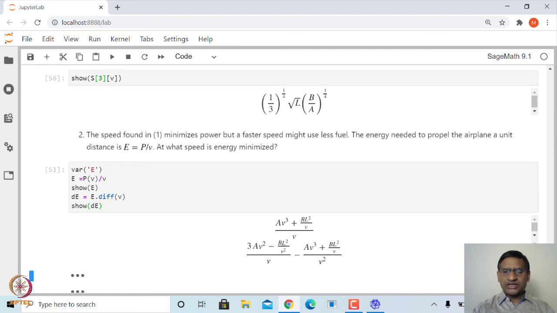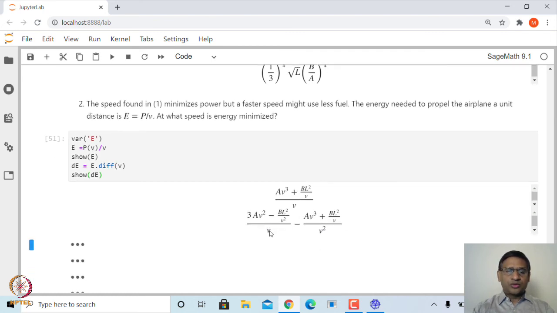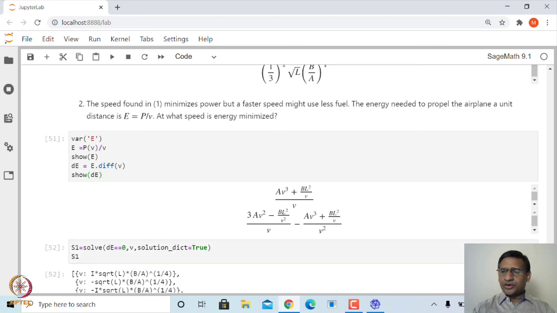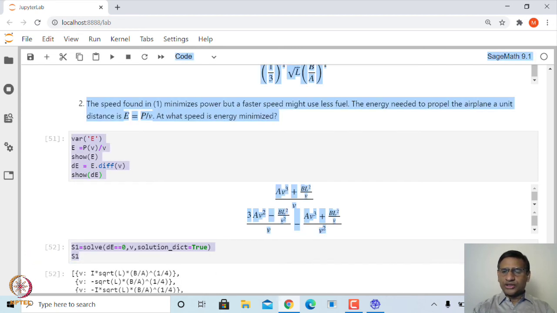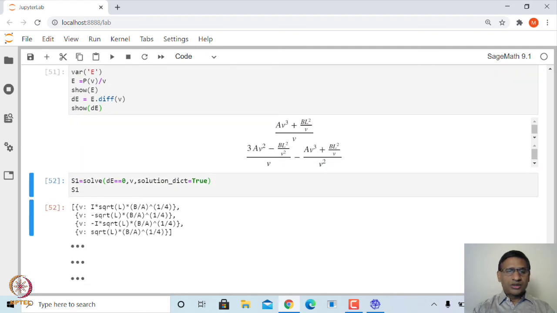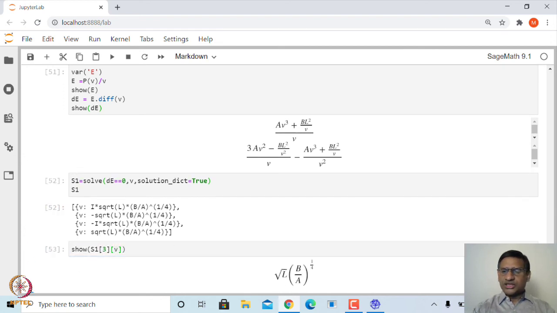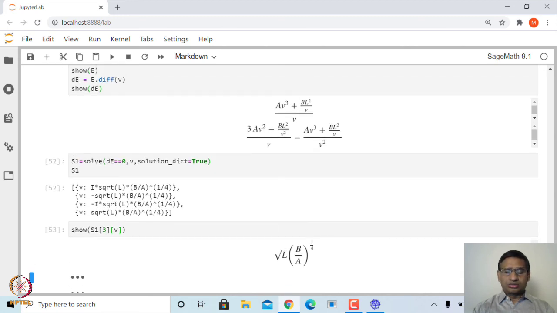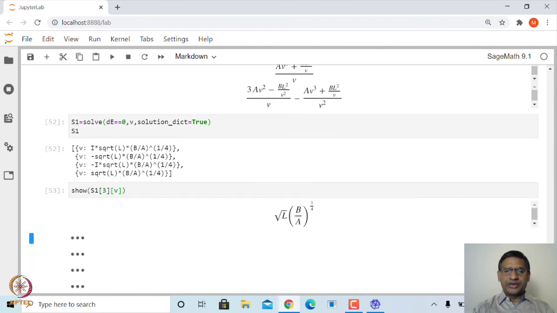and then find its derivative and equate it to 0, and solve for the velocity v. Again it has a single real root, that is the velocity at which this energy is minimum. So, this is the velocity at which the energy required is minimum.